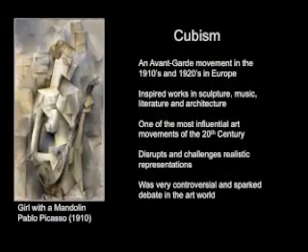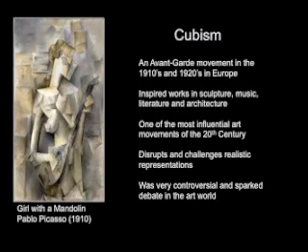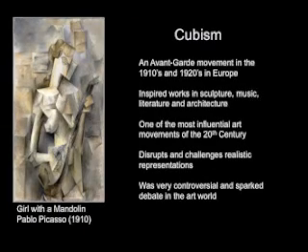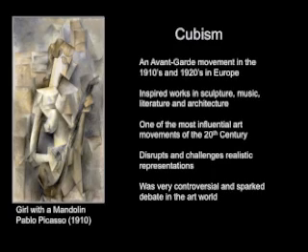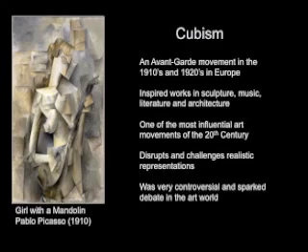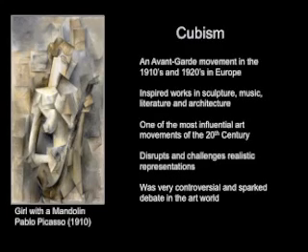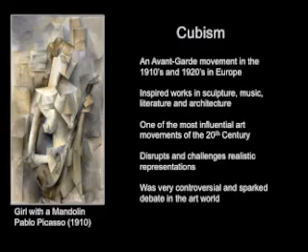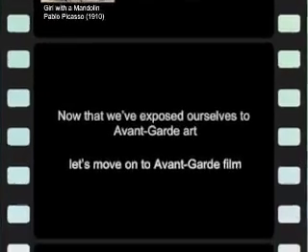Cubism is an avant-garde movement in Europe in the 1910s and 20s. Cubism inspired works in sculpture, music, literature, and architecture. Cubism is one of the most influential art movements of the 20th century. Cubism challenges and disrupts realistic representations, and it was very controversial and sparked debate in the art world.